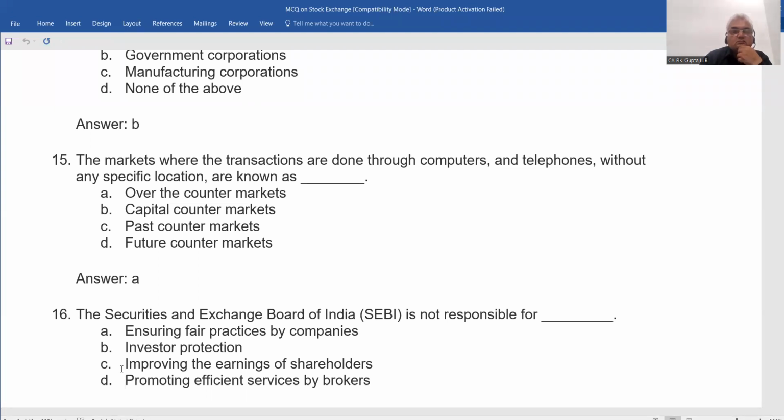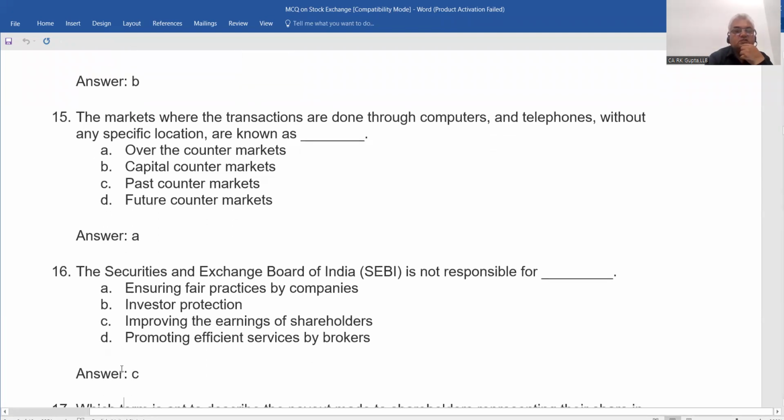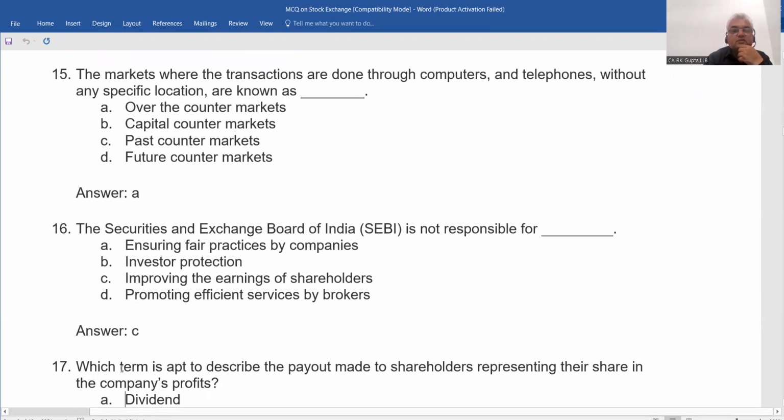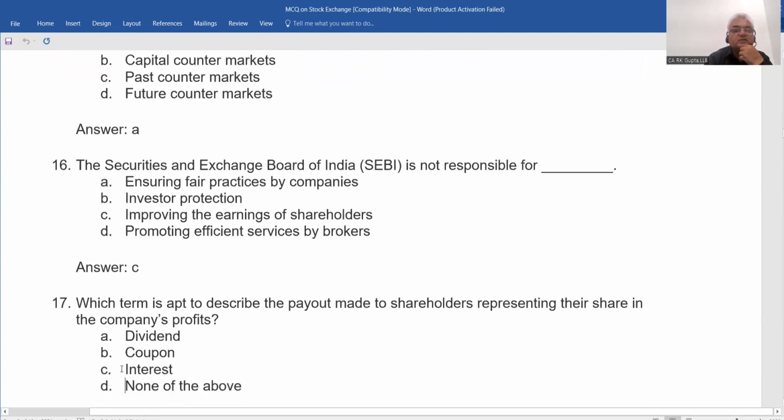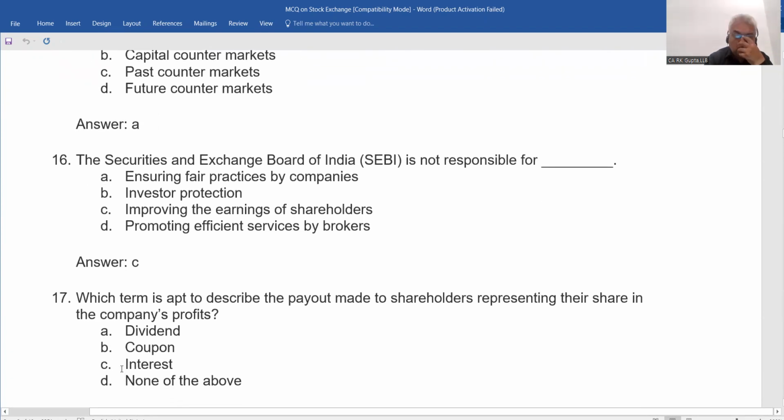C. Improving the answer. Yes. Which term is apt to describe the payout made to shareholders representing their share in the company's profits? So because shareholders are entitled to something. So Dividend.